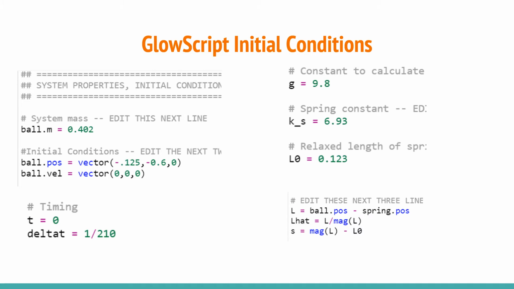On Earth, the gravity constant is 9.8 meters per second squared. The spring constant was given to be 6.93. Using the spring constant and stretched length, I found L0 to be 0.123 meters. I specified L to be the position of the ball minus the position of the spring. I specified L hat to be L divided by the magnitude of L. I specified the change in length to be the magnitude of L minus L0.